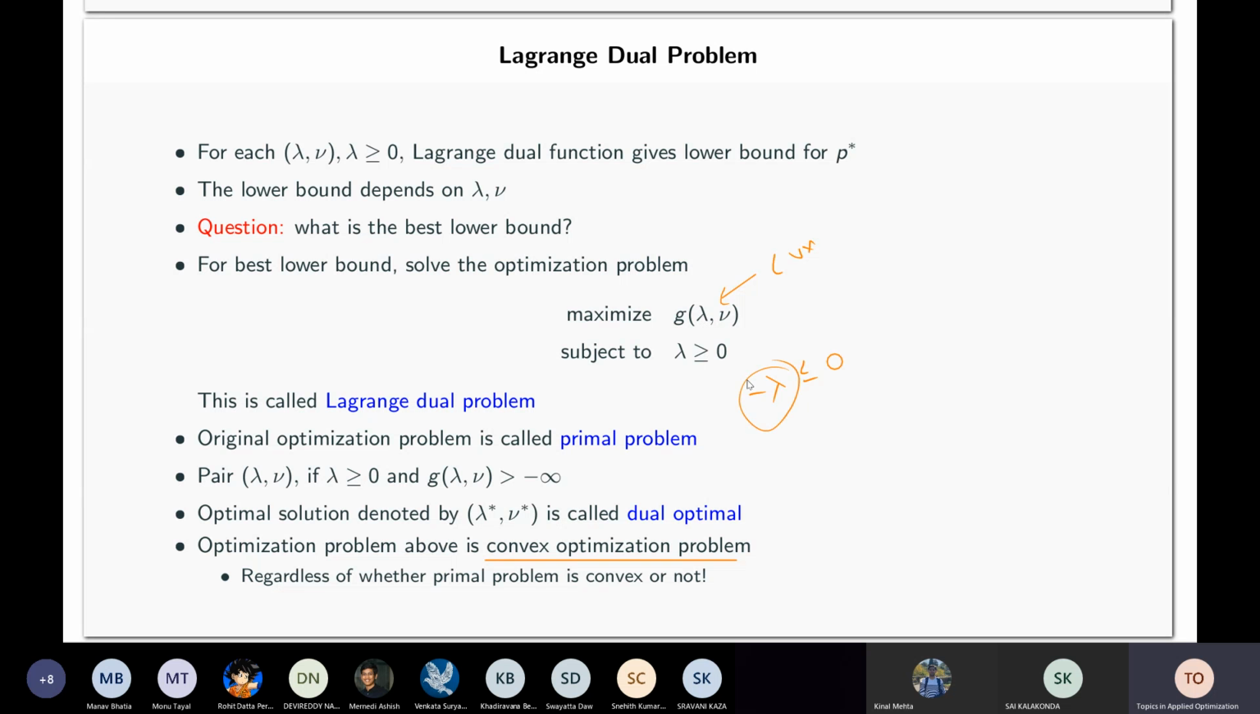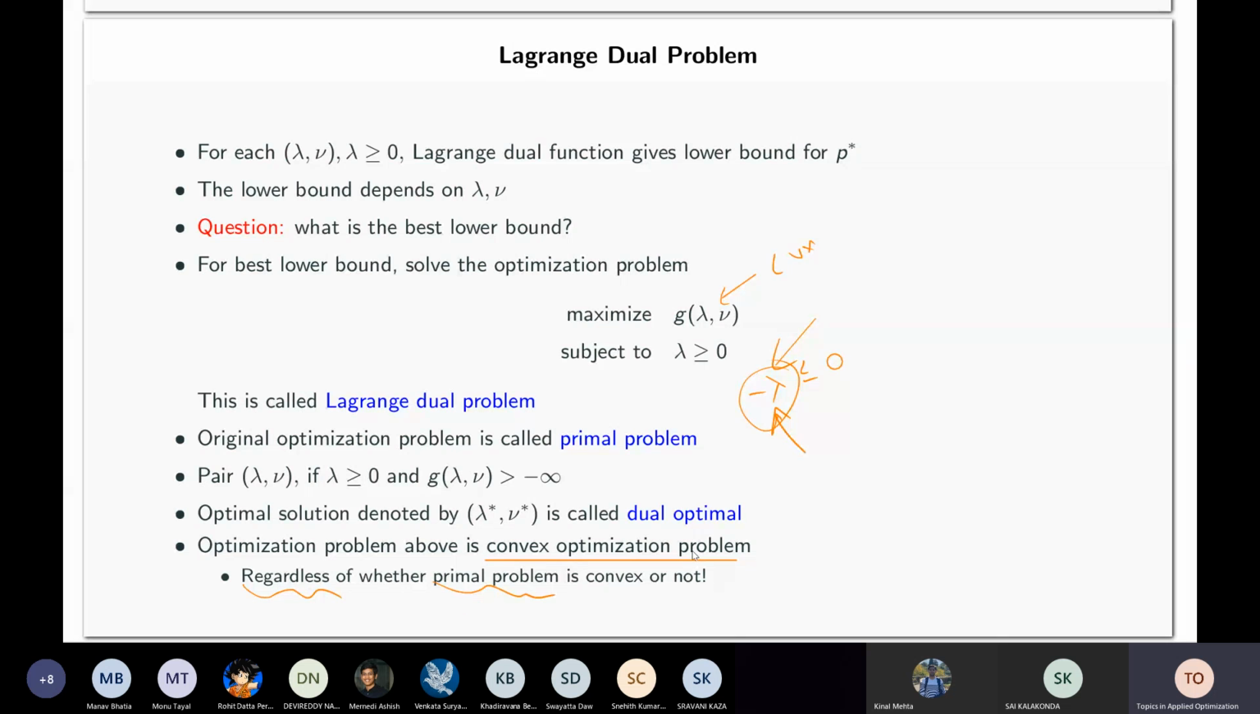And this is linear. So linear functions are both convex and concave, regardless of minus or plus, it doesn't matter, right? So this inequality constraint function is also convex. So the objective is convex, and the inequality constraint function is convex. So the problem is known to be a convex optimization problem, and this is regardless of whether the primal problem was convex or not. So that's very important, right?